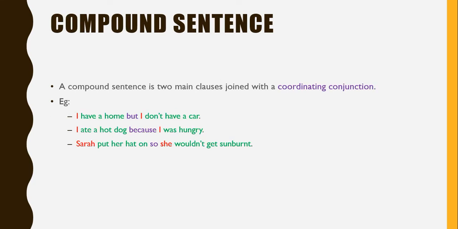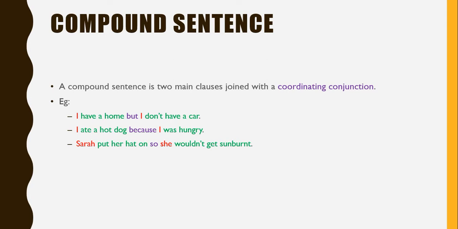Now, a compound sentence is two main clauses joined with a coordinating conjunction. So remember your FANBOYS: for, and, nor, but, or, yet, so. So all of those different words, there's more than that, but they're just some examples. So a coordinating conjunction. So these examples here: I, participant, have a home, but I don't have a car.